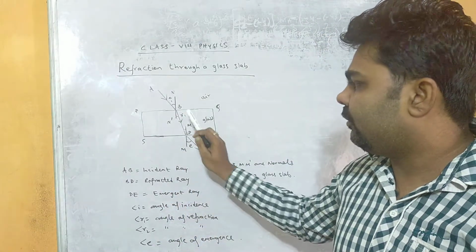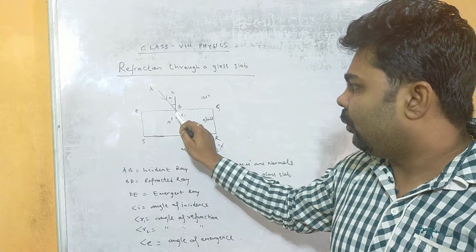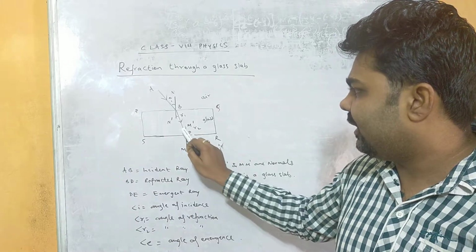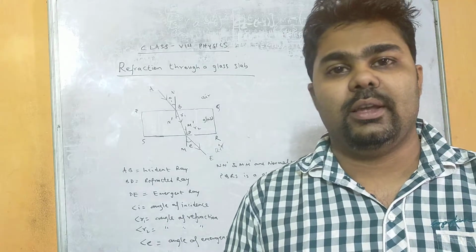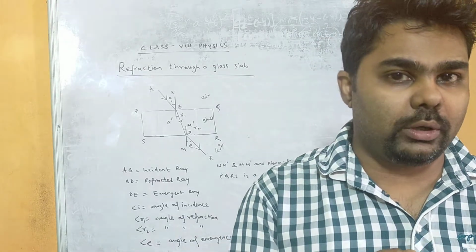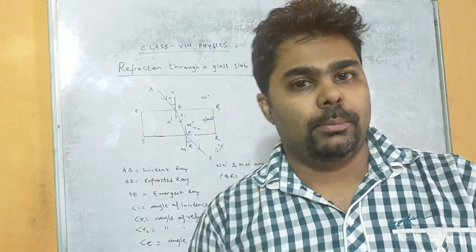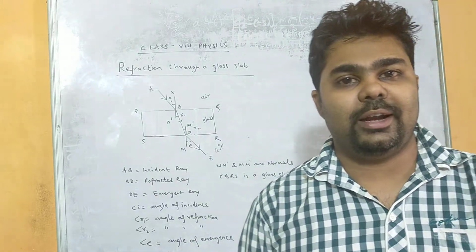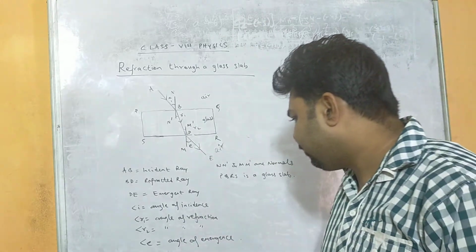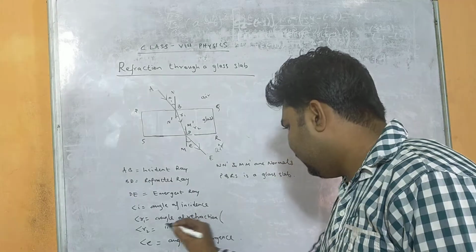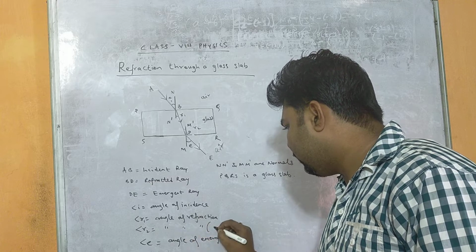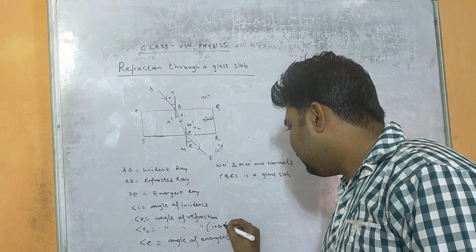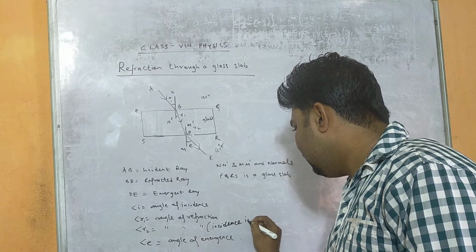So R1 is the angle of refraction, but you see when the light comes out into the air, R2 is the angle of incidence in the denser medium. Though I have denoted it by R2, it is called the angle of incidence at the denser medium. Here I have written R1 and R2, but you will say angle of refraction or incidence in the denser medium.